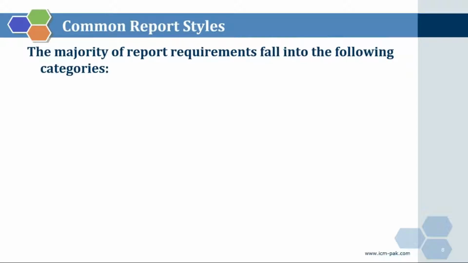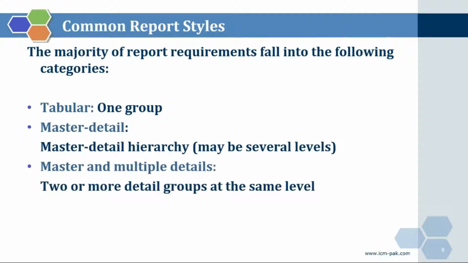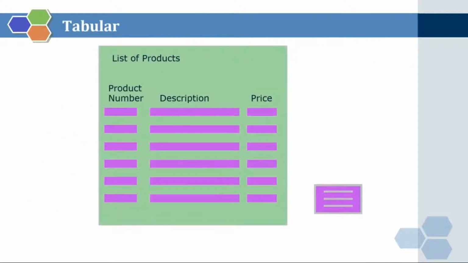The majority of report requirements fall into the following categories. First is tabular, which is one group. Second is master detail report. Third is master and multiple detail groups. And the last one is matrix. So I will now explain these different kinds of report templates.